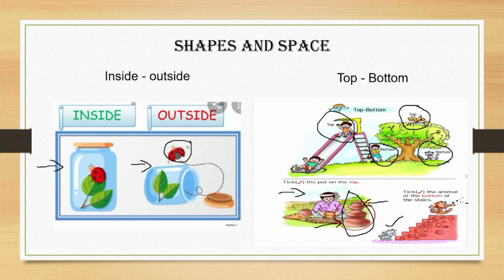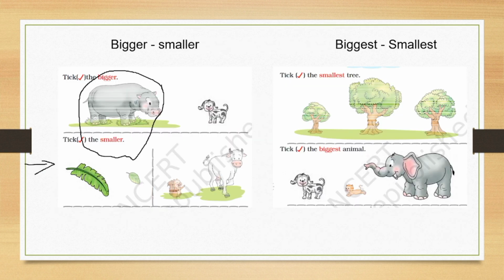Look at another image here. Which leaf is small? Yes, this leaf is small. And in this image, which animal is smaller? Yes, this animal is smaller. Okay, understand?